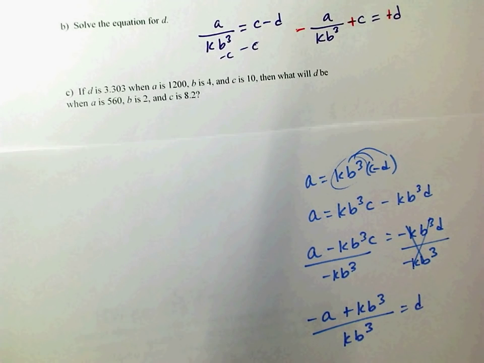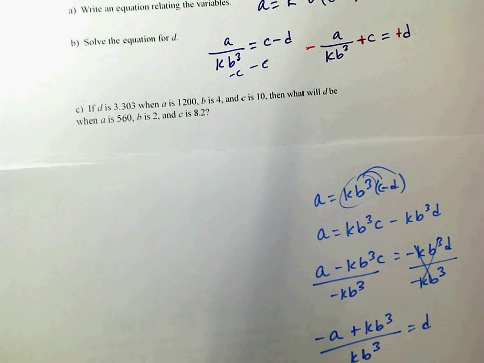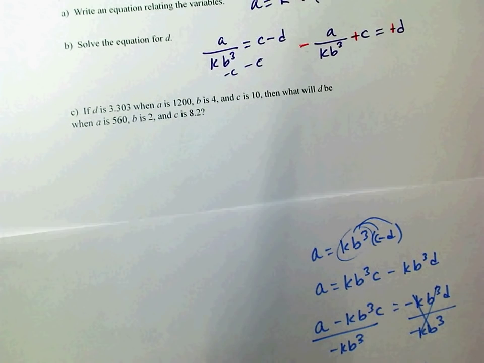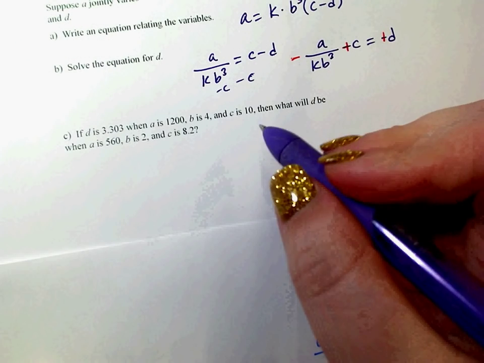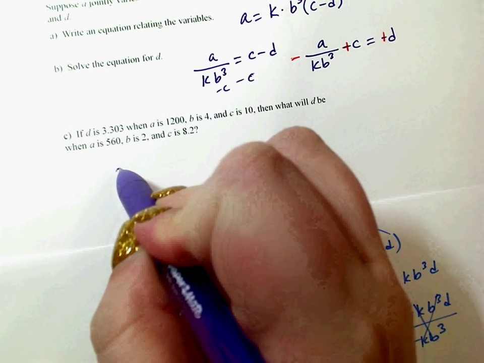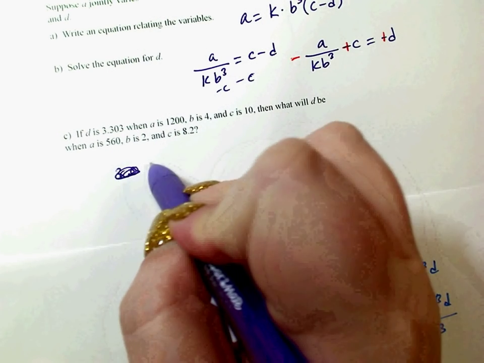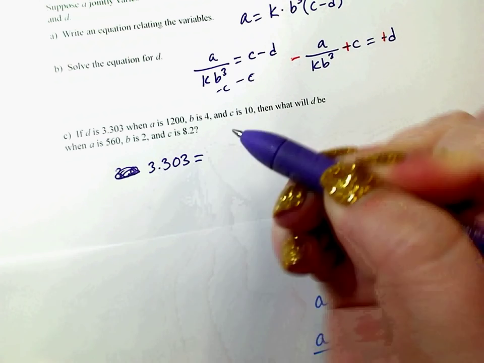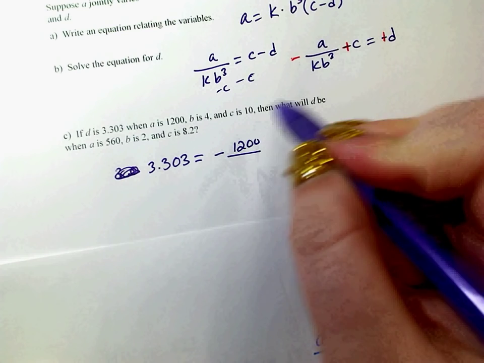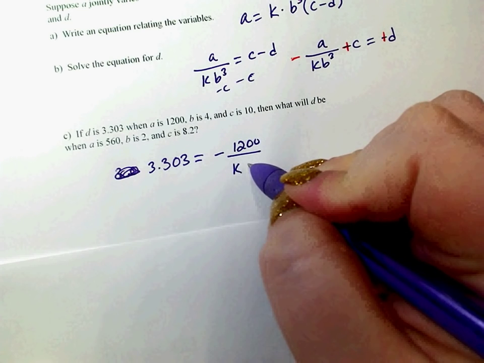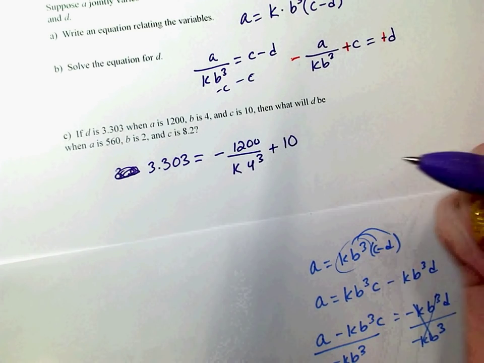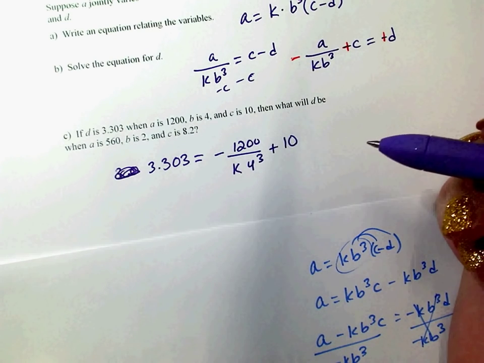So it says if D is 3.303 when A is 1200, so negative 1200 over K times 4 cubed, plus 10, then what will D be when A is 560, B is 2, and C is 8.2? Okay, so we need to solve for K.